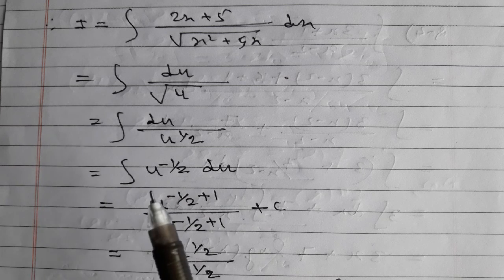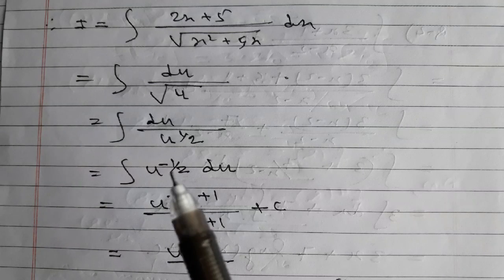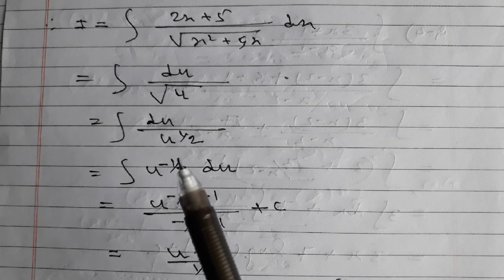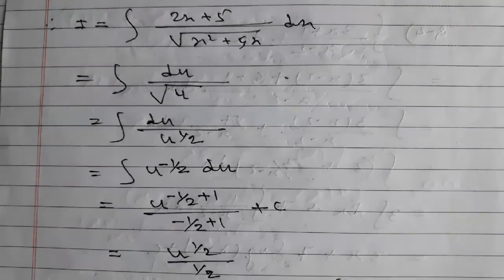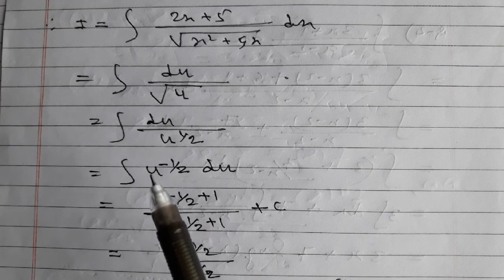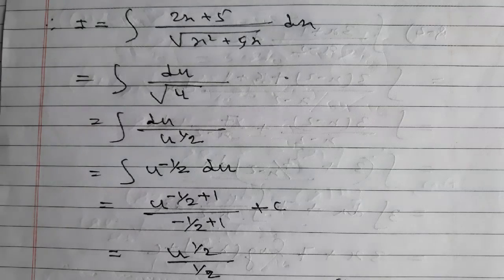According to the formula of the power rule of antiderivative, the antiderivative of x power n, where u power minus 1 by 2 we can suppose as x power n, is equal to x power n plus 1 by n plus 1. So applying the power rule of antiderivative to u power minus 1 by 2, we get u power minus 1 by 2 plus 1 divided by minus 1 by 2 plus 1.